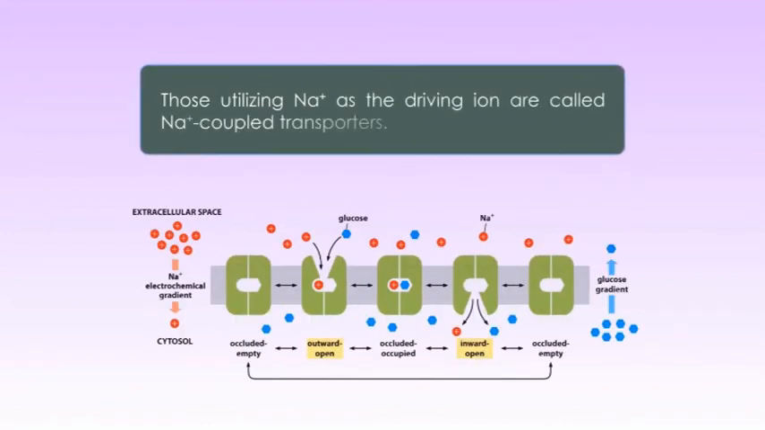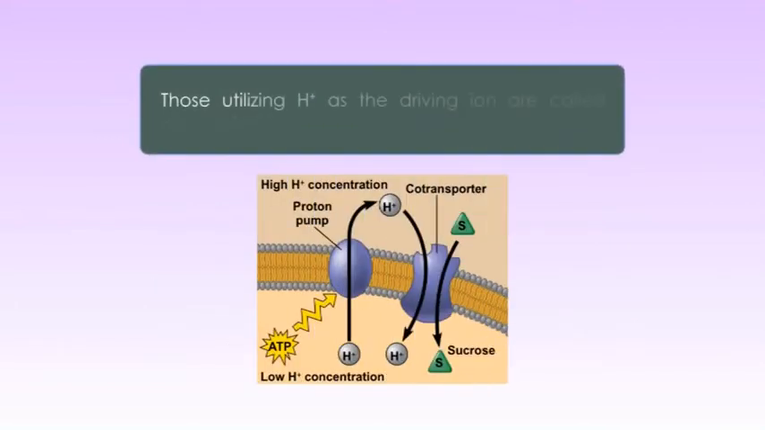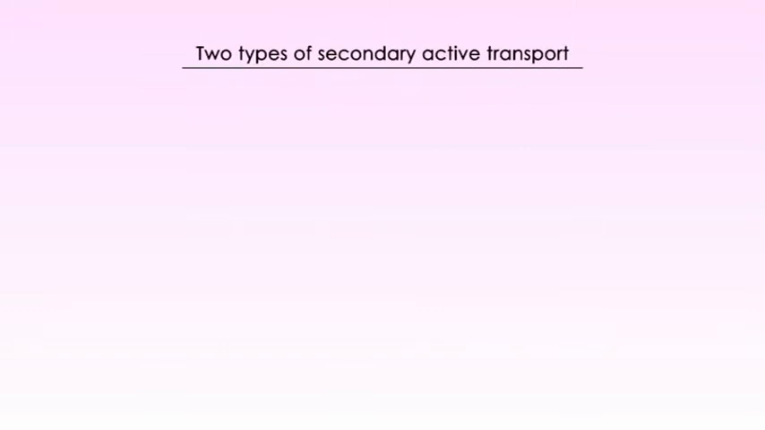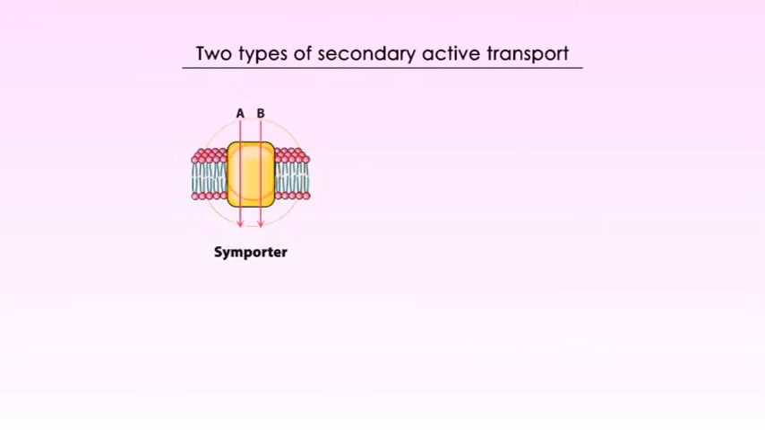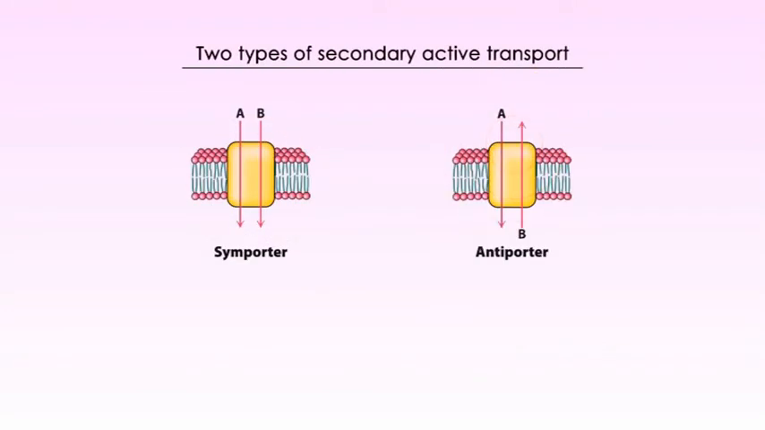Those utilizing sodium ion as a driving ion are called sodium-coupled transporters. And those utilizing hydrogen ion as a driving ion are called hydrogen-coupled transporters. Two types of secondary active transport exist, symport and antiport, and the transport proteins are known as symporters and antiporters respectively.